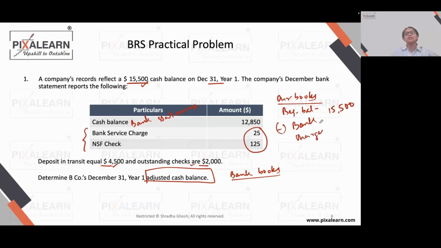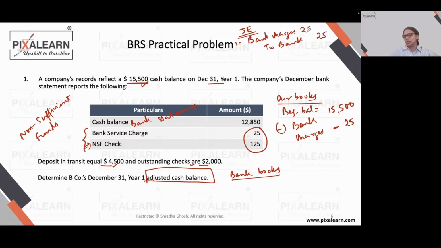And typically NSF is an acronym for non-sufficient funds. What will be the entry for NSF, guys? So bank charges, I know 25 has to come down. What about the NSF check? What will be the JE for that? You should be very, very adept at understanding the JE. So the first JE I will pass is bank charges. Now this is typically under miscellaneous cost and I'll reduce my bank account. How much? It is 25. The first JE is passed.